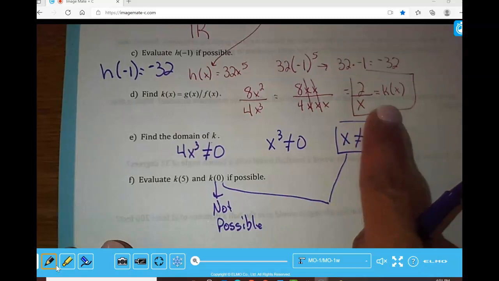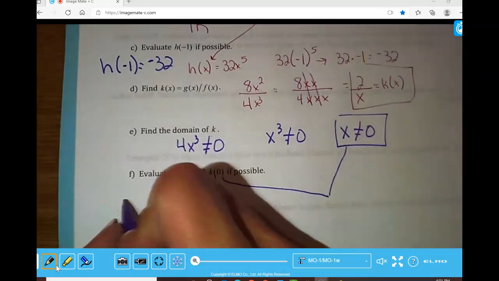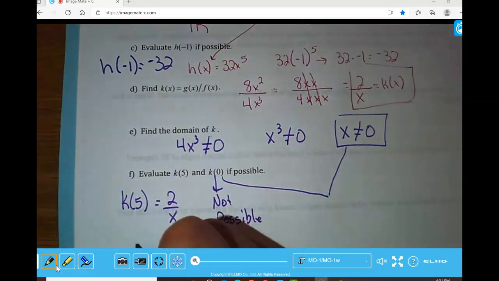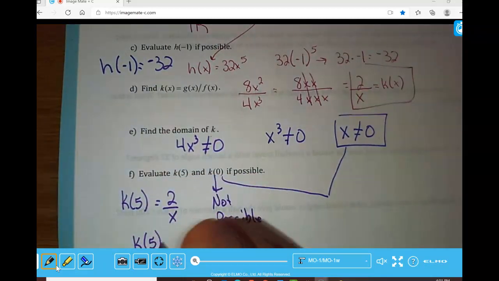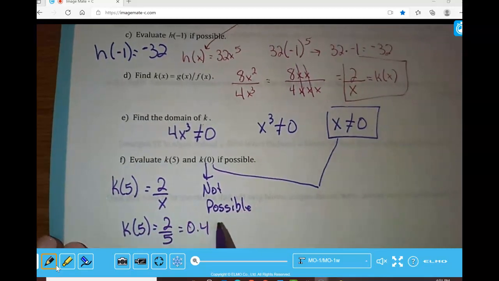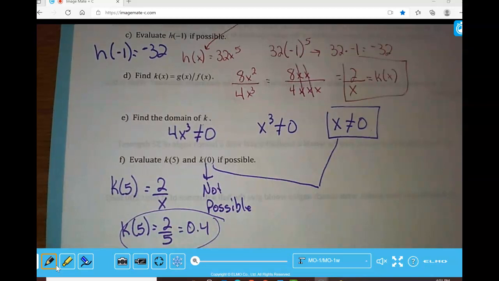most simplified version, because that's going to be easiest to work with. And k of 5, if I put that into 2 over x, then k of 5 is just going to be 2/5, or if you want to put as a decimal, 0.4. And those are our notes for 2.6.